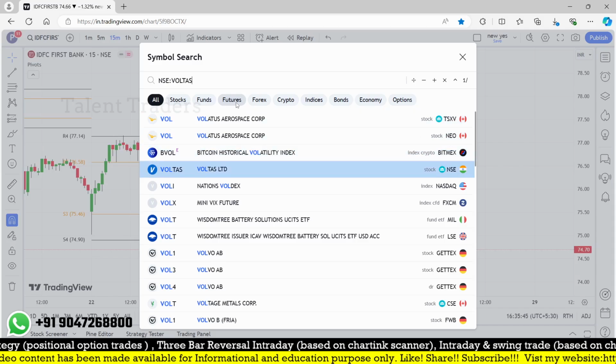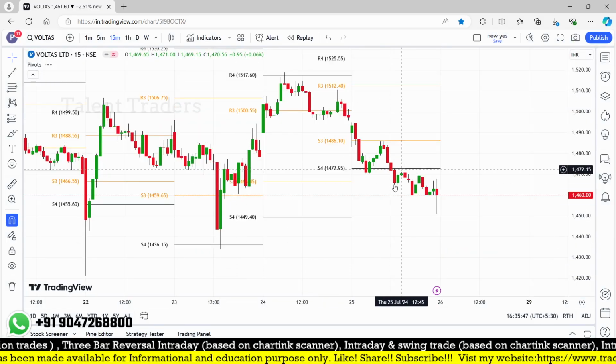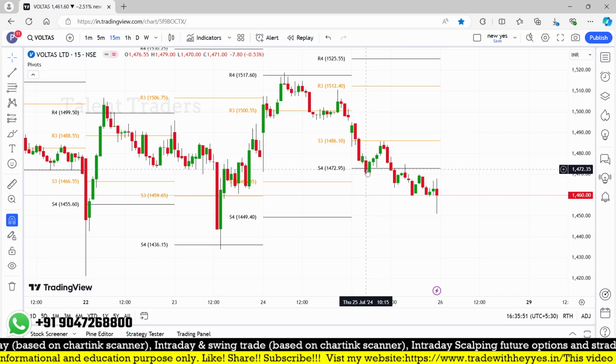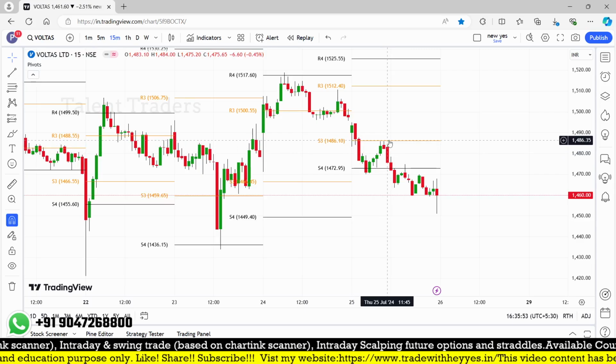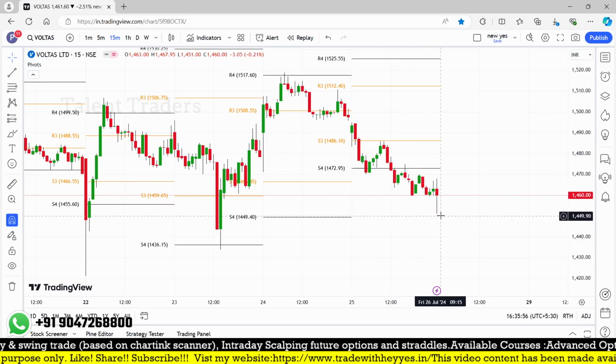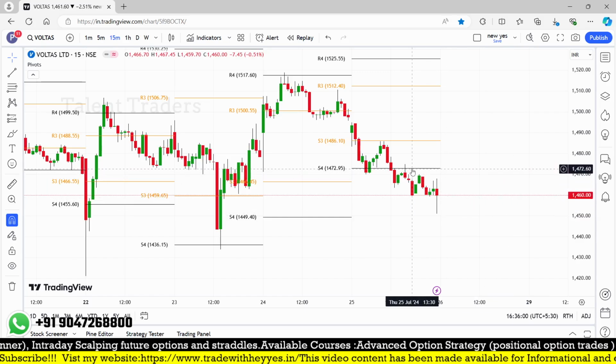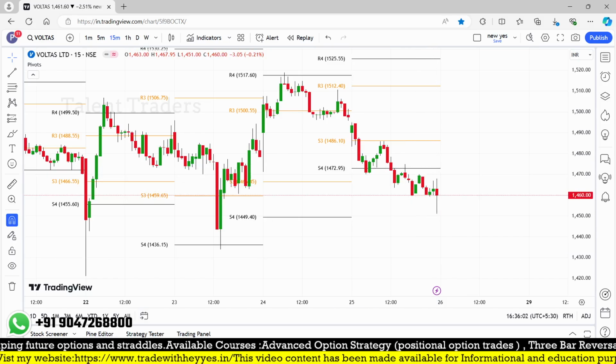So Voltas, yeah, here is an R4 level, and it gave you the breakout around 10:15. After that it slightly increased to the R3 level, and then it came down and is reaching 1460. From that point, the R4 level, it is almost 0.7% lower.